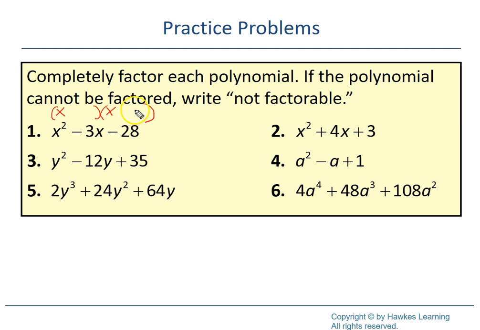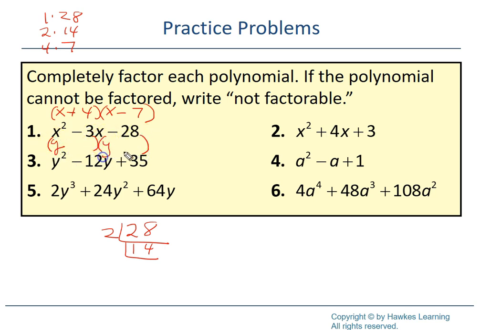Well, let's list them here. It's 1 times 28, 2 times 14, 4 times 7. Yeah, that's why it wasn't making sense. So this is a 7 and a 4. So this is going to be a negative, and this will be a positive. All right, let's check this one out here.